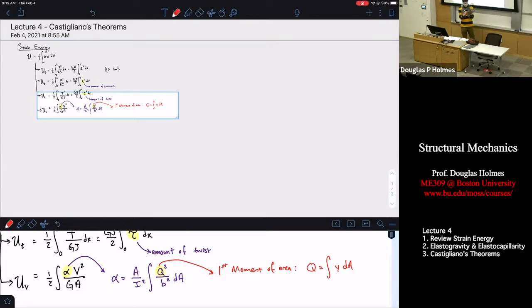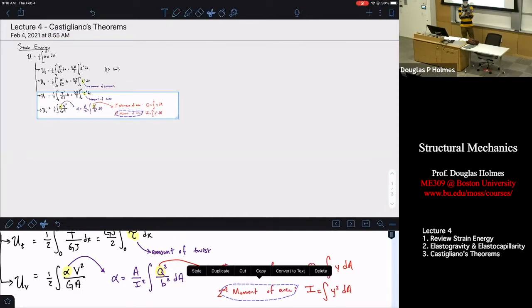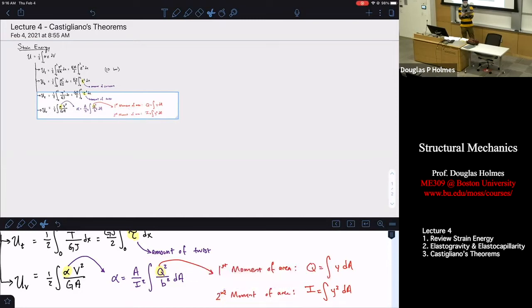Your second moment of area looks exactly the same, except you're integrating y squared dA. I suppose we could define a third moment of area, which would be y cubed. I don't think it has any physical meaning.